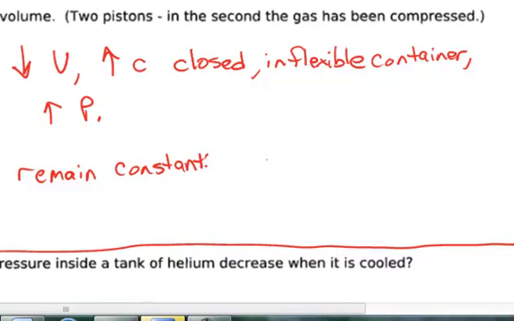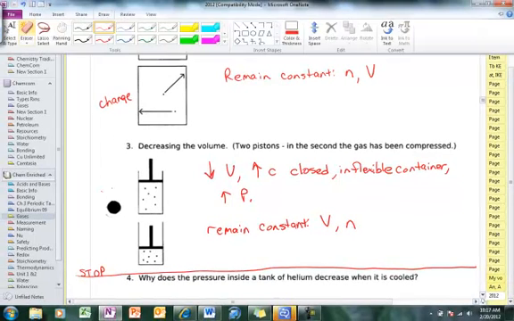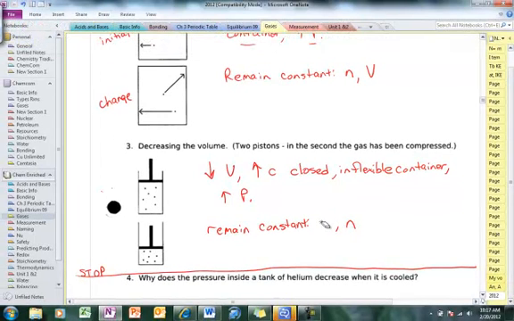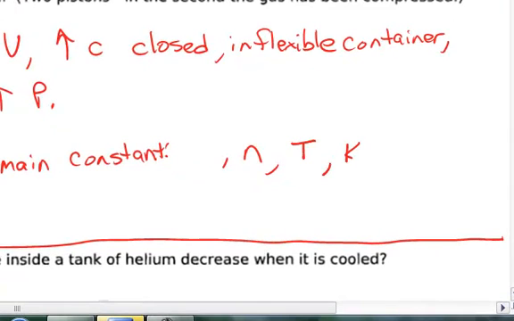Oh, my time's up. What remained constant is the volume remained constant and the number of moles remained, I'm sorry, the volume didn't remain constant. I'm going to have to change that there. That timer bothered me there. What remains constant is the number of moles remains constant, the temperature remains constant, and the kinetic energy remained constant. 1, 2, 3, 4, 5, 6, 7. We're done with our notes.